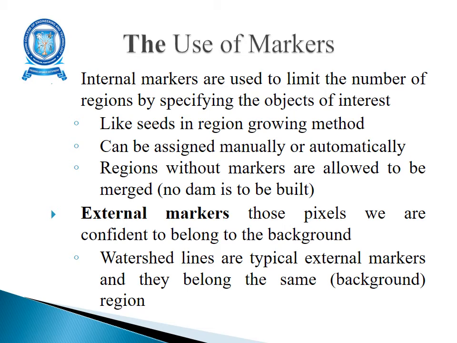Moving on to the next, external markers. External markers are those we are confident belong to the background, and watershed lines are typical external markers, and they belong to the same region, that is, the same background. Okay, so these are the major differences between internal markers and external markers.